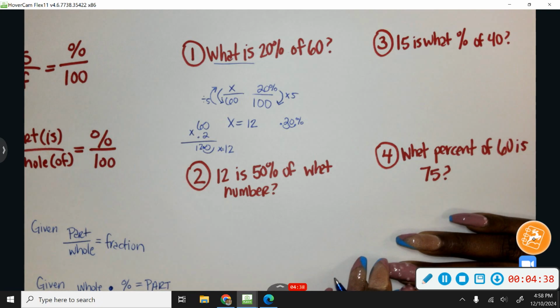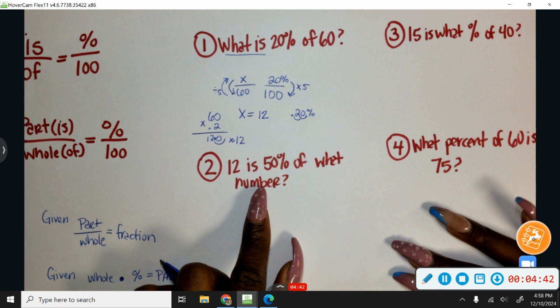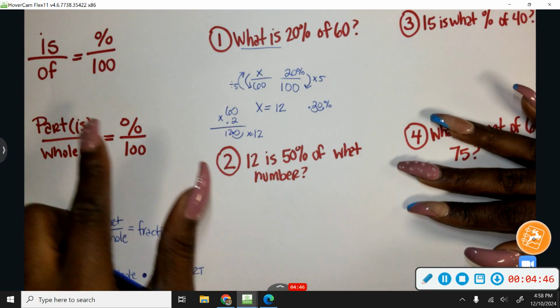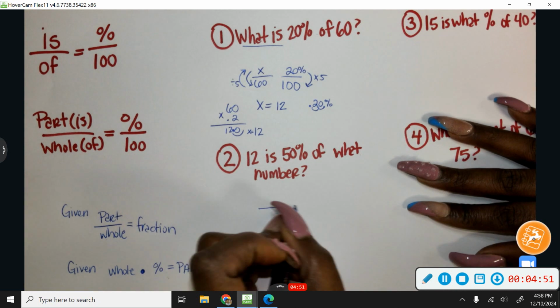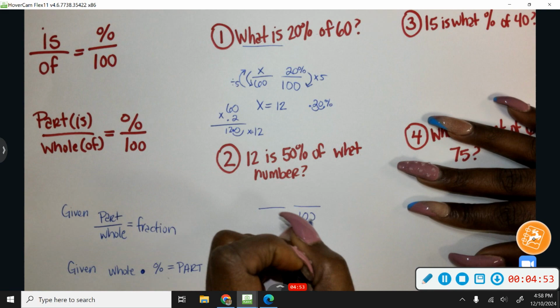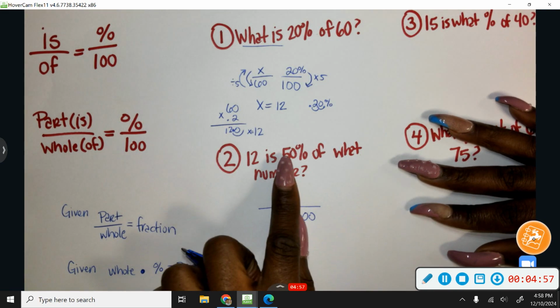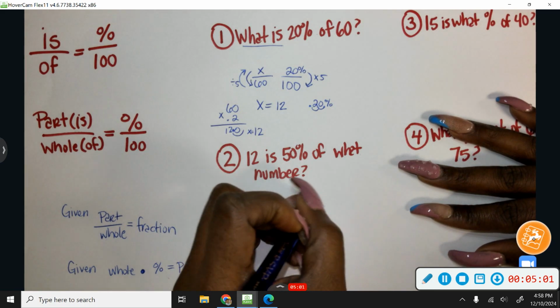Let's go ahead and look at number 2. 12 is 50% of what number? So in this case, the same thing. We're looking at my setup. What am I given and what am I looking for? So in this case, what's never going to change? 100. That is the first thing I'm going to put. I also know my percent. My percent always goes on top of my 100.